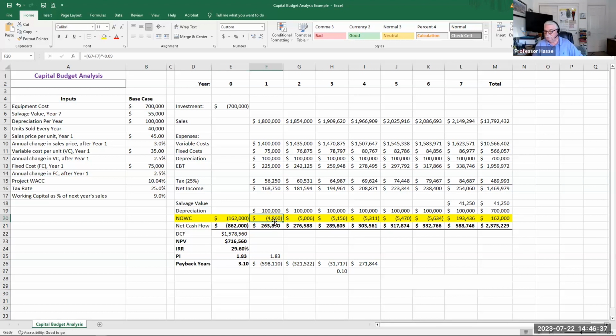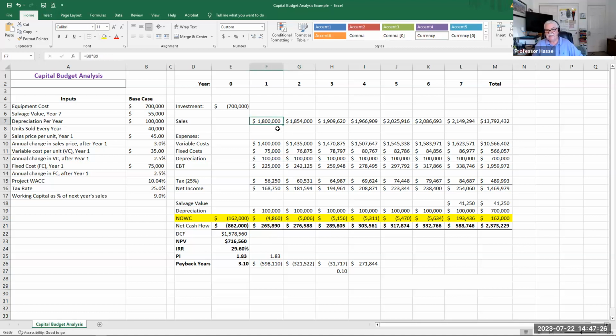And then in subsequent years, remember, your working capital is 9% of next year's sales. Well, year 2, my sales are $1.854 million. Notice my calculation in year 1. I'm taking the delta of year 2 revenue minus year 1, the change. In other words, sales have gone up $54,000 in additional revenue being received, mainly because of the increase in inflation. I take 9% of that delta and I get $4,860 negative cash. That's 9% of $54,000.